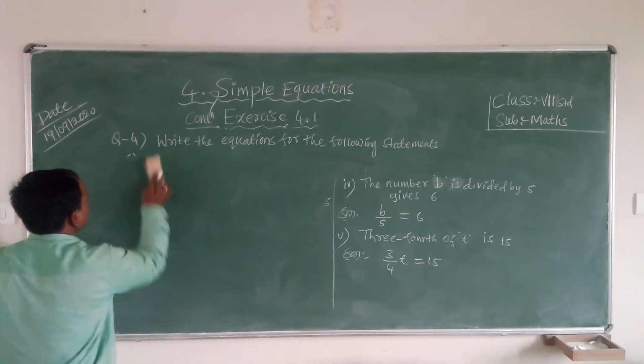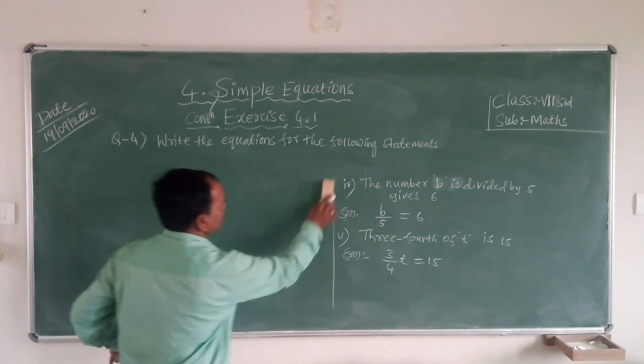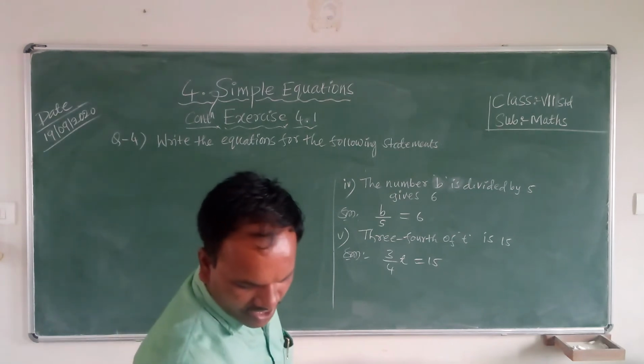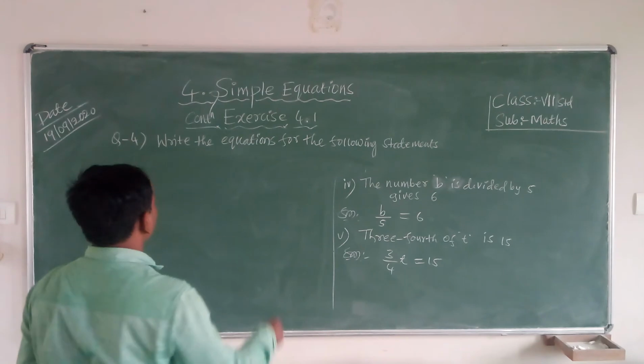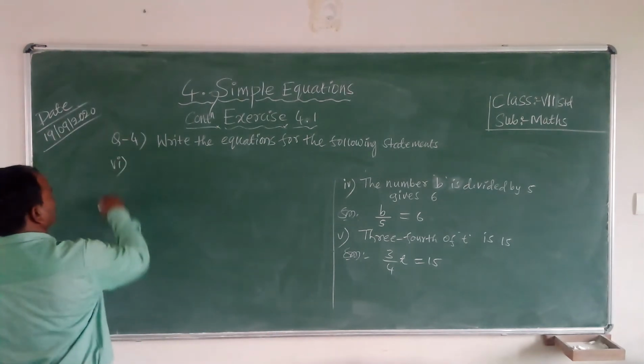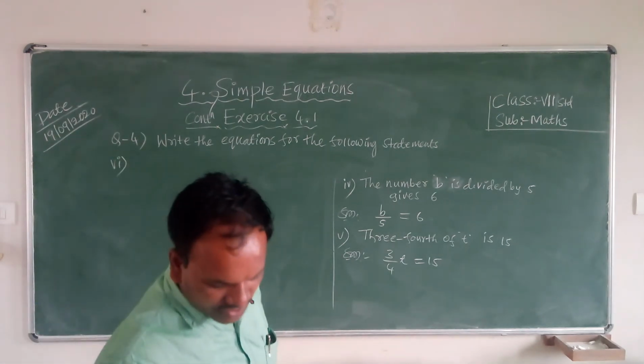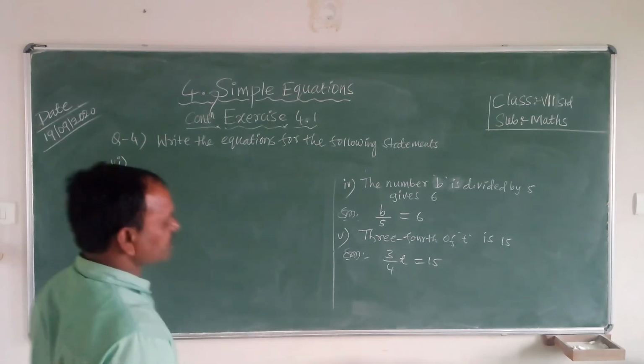Very simple statement is given. You have to write the equation form. So next, what is there? Fifth one. Sixth one. So what is the sixth one? 7 times m.